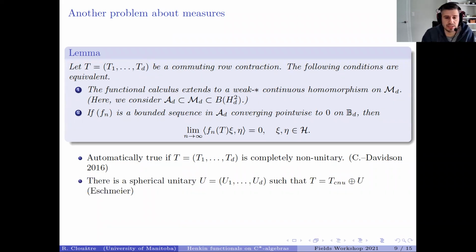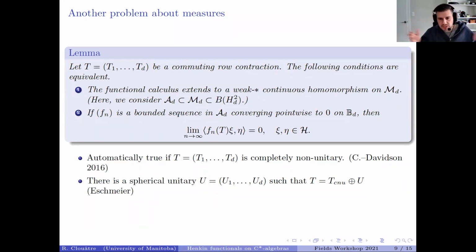All right, and moreover, it's also true in this setting that you can take your commuting row contraction and split it as a direct sum of two pieces, one of which is completely non-unitary, so it's handled by the previous point, and the other one is unitary. We have to be a bit careful what you mean by unitary here. What I really mean is that you have a spherical unitary: a commuting d-tuple of normal operators U1, U2 up to Ud, whose joint spectrum is contained in the sphere. It's not so easy to track down a reference for this, but at the time we were working on this, it was communicated to me and Ken Davidson by Jörg Eschmeier.